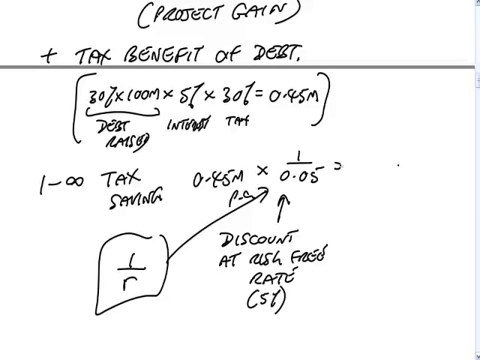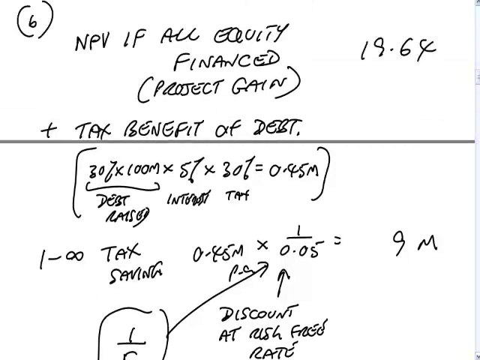I get 9 million. You clear arithmetically? Everybody? Well then, I know mine's got a mess. I don't know if yours has.